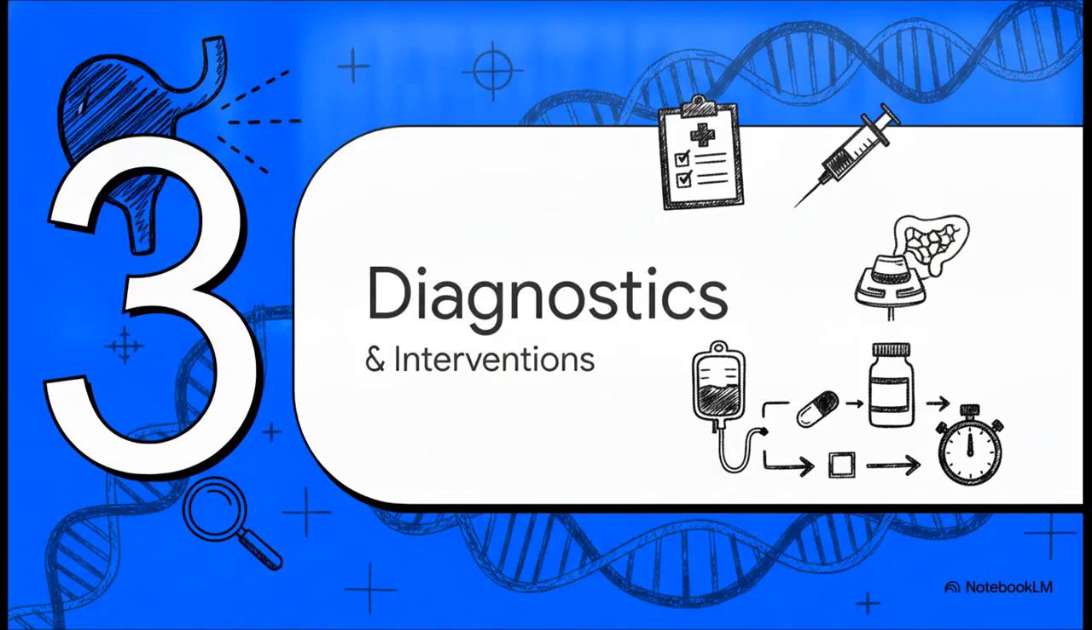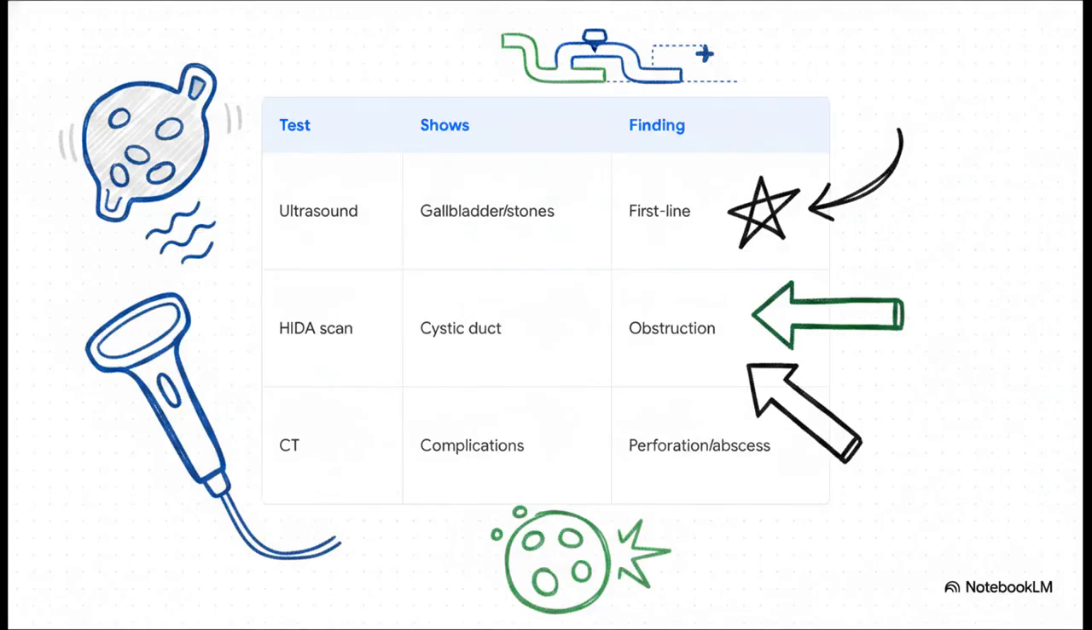Section 3, Diagnostics and Priority Interventions. So first up, how do we actually diagnose it? Do not let the exam trick you here. An ultrasound is always your first-line test for cholecystitis. It's fast, it's non-invasive, and it immediately shows stones, wall thickening, and fluid.